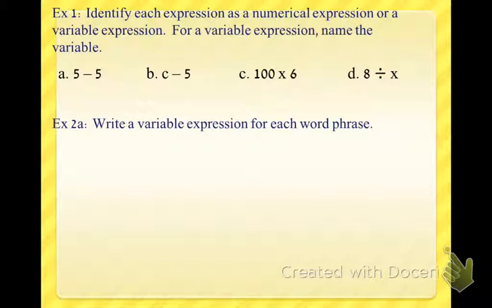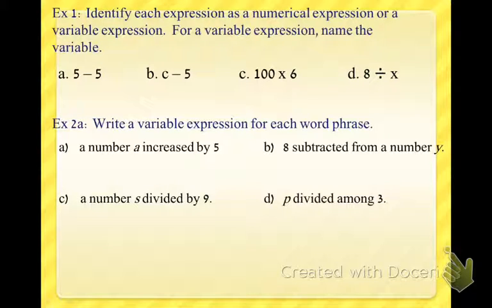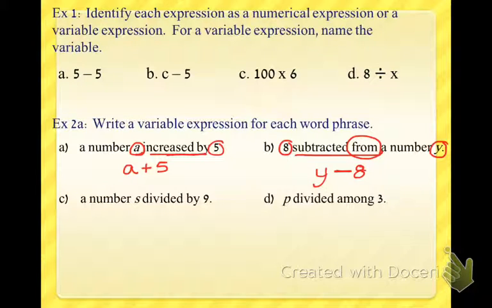Example 2A: write a variable expression for each of the phrases. A number a, increased by 5. Increased means to add, so you're going to go a plus 5. We're not switching them yet. Then you have 8 subtracted from a number y. Subtracted means a minus sign, but this "from" is telling me that I'm switching the numbers around, so it will be y minus 8, because 8 is subtracting from y.